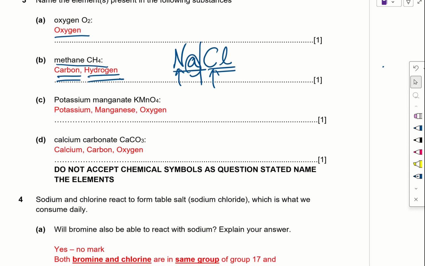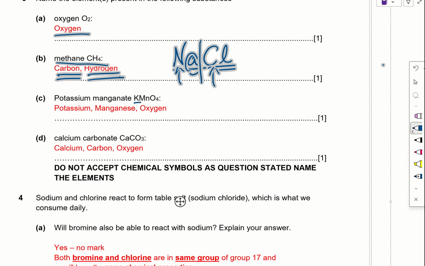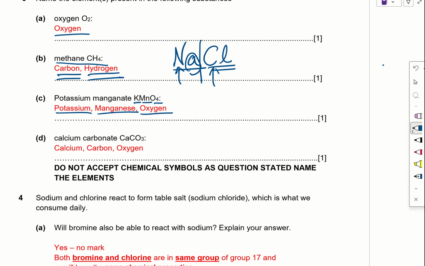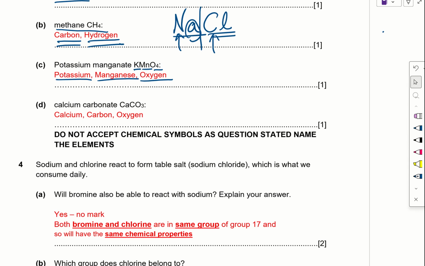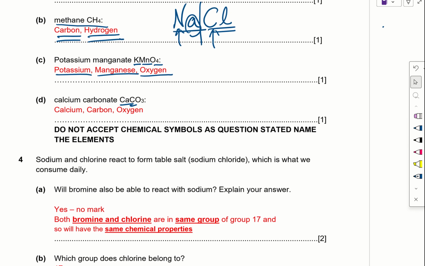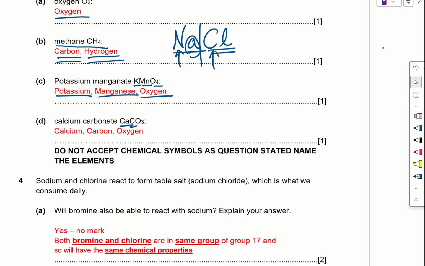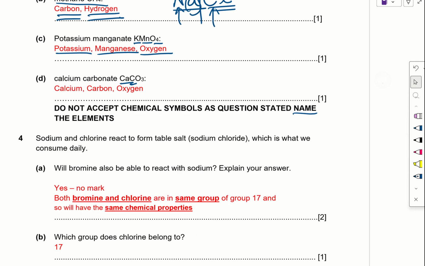Next, potassium manganate. I have capital letter K, which is potassium. I have M, small letter n, which is actually manganese. Then I have capital letter O, so it's my oxygen. Next one, calcium carbonate. Capital letter C and small letter a is my calcium. The next one will be capital letter C, no small letter, so it is our carbon, followed by oxygen. You actually need to spell it out because they ask for the name of the elements.